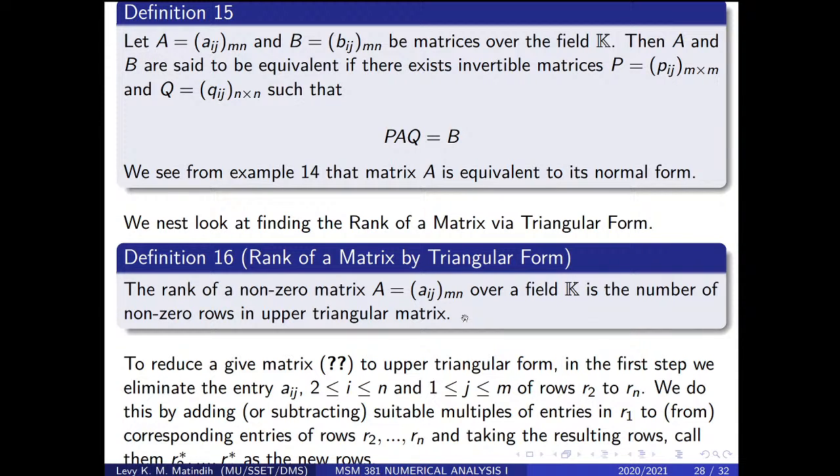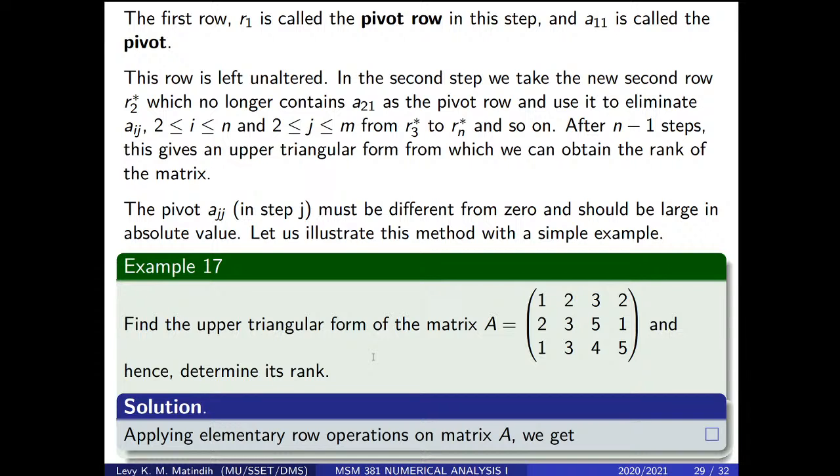Where do we find this upper triangular matrix? You are going to find it by applying a finite sequence of elementary row operations on the matrix A. Let's look at an example. Let's look at example number 17.